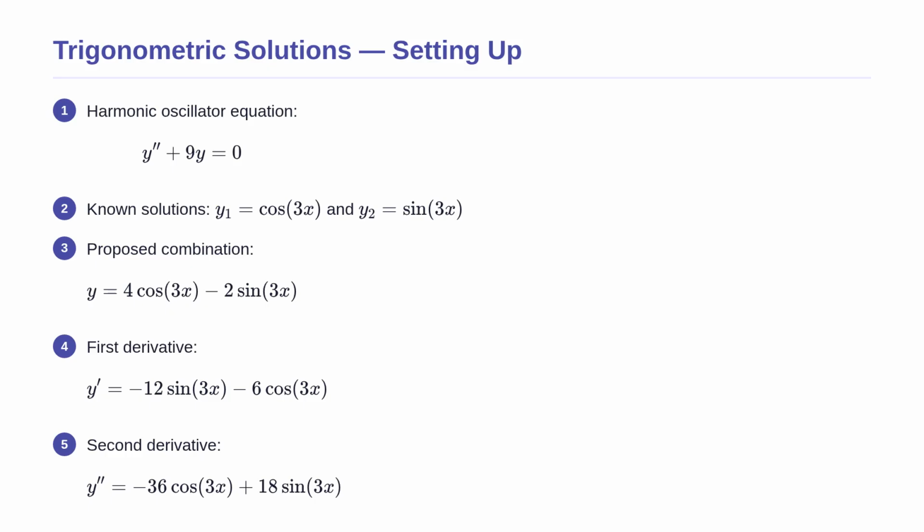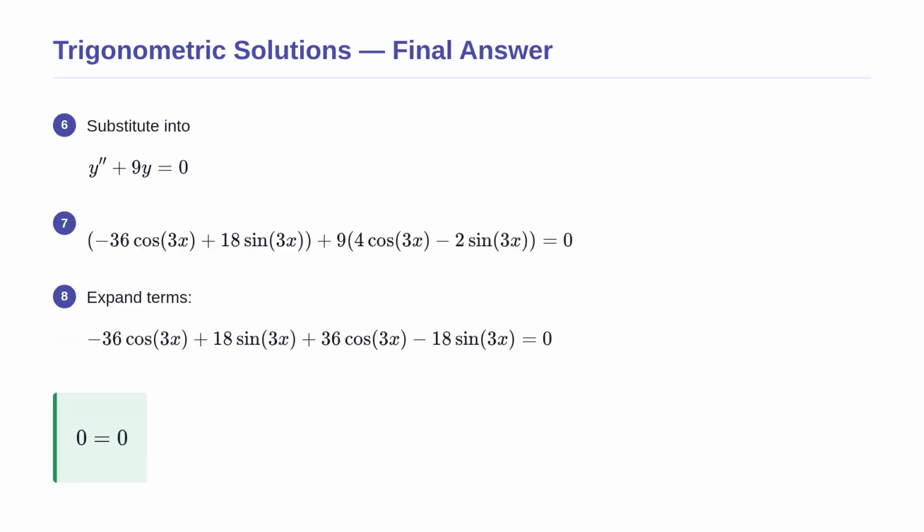We calculate the first derivative, remembering our trigonometric rules and the chain rule, which gives us the velocity of the mass. Then we differentiate again to find the second derivative, representing the acceleration of the mass on the spring. Now we substitute our combined function and its second derivative into the original oscillator equation. We add the second derivative to 9 times the original function, setting the whole thing equal to 0.